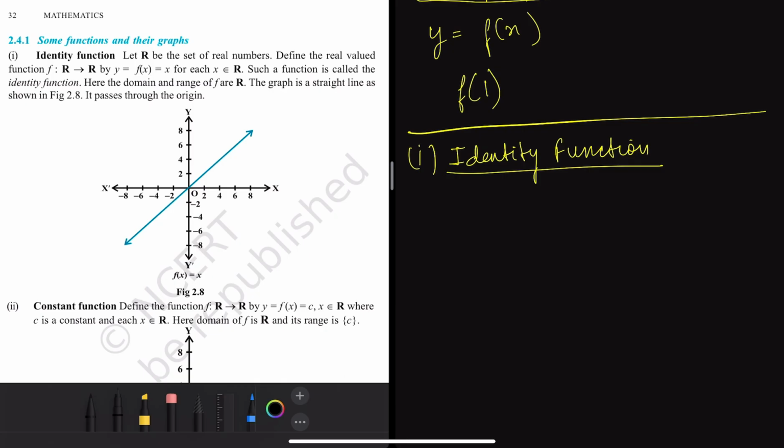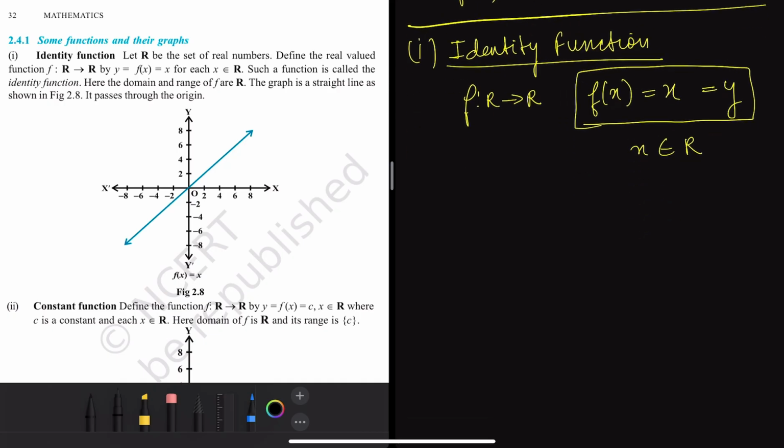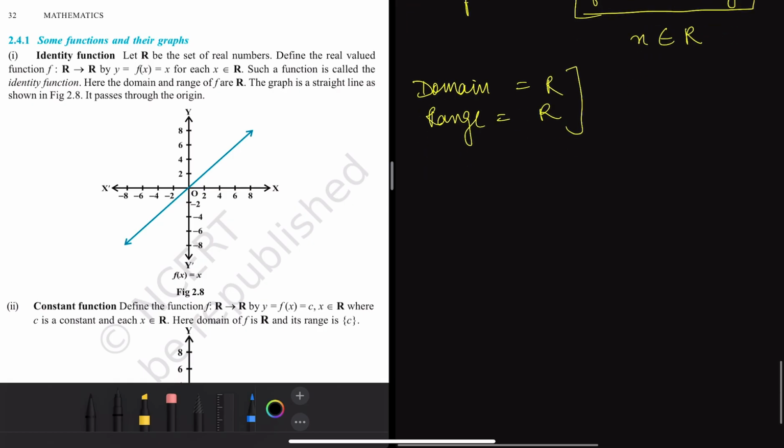We are given that let R be the set of real numbers, then the real valued function is defined from R to R, or N to N, or any subset of real numbers, by f of x is equal to x. That means x is equal to y, where x belongs to R. This function is known as the identity function, and the domain of this function is R and the range is also R, because whatever input I give I will get as output. So if the range is R, then the domain is also going to be R.